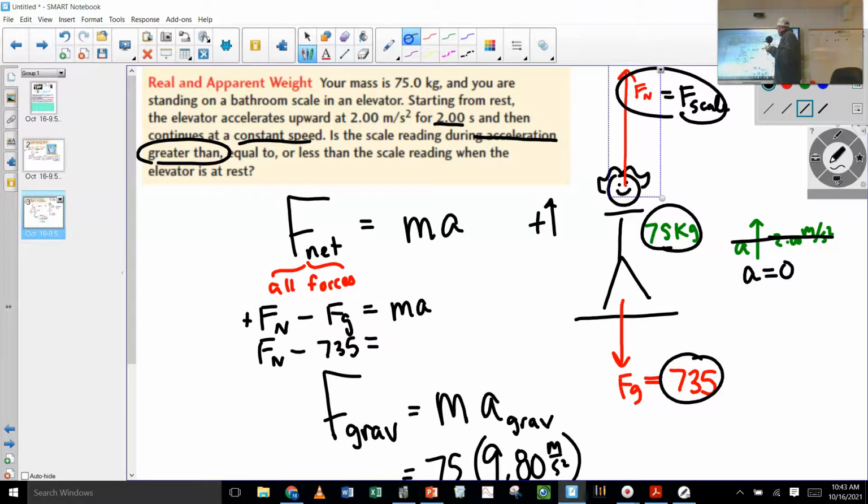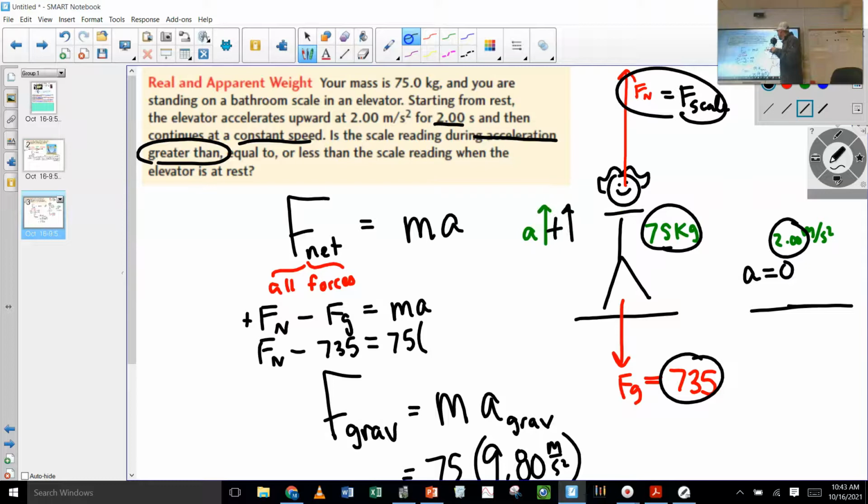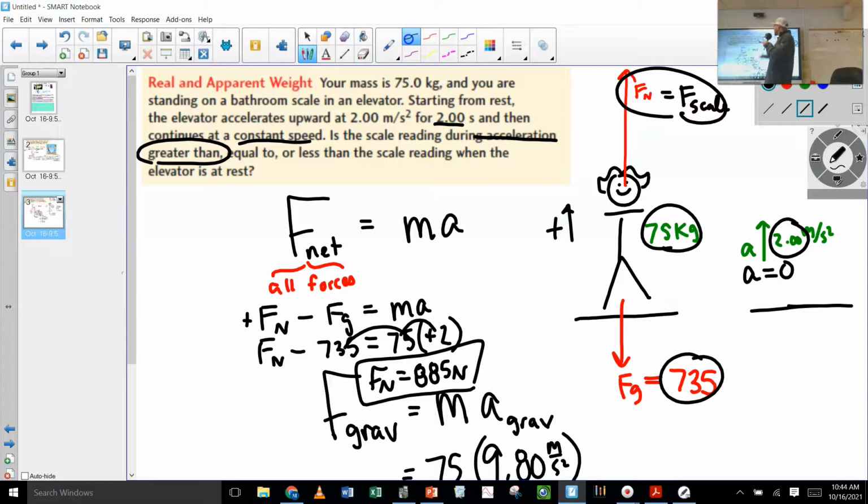My mass and my acceleration. And since my acceleration is up and up is positive, this acceleration is a positive 2. So 75 times 2 is 150. 150 plus 735 would be 885. If this question says, what does the scale read? The scale reads 885 newtons. And it should read more than my original scale because I'm accelerating upwards.